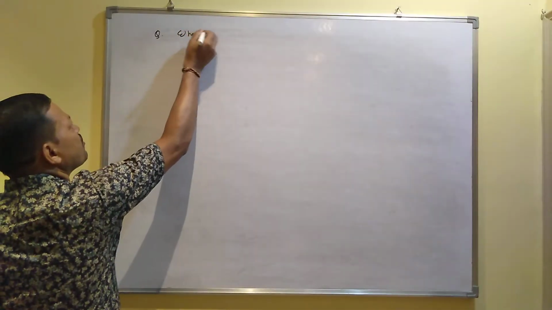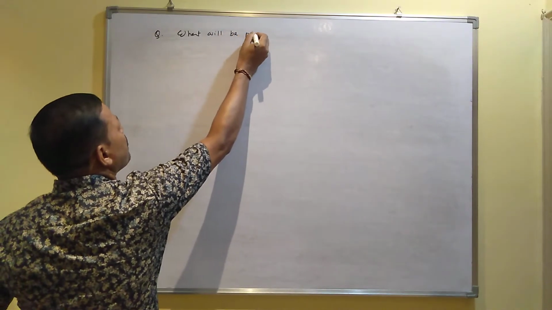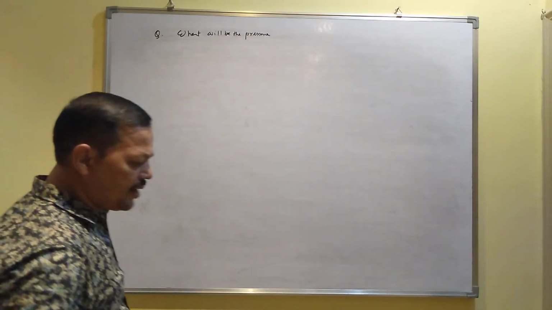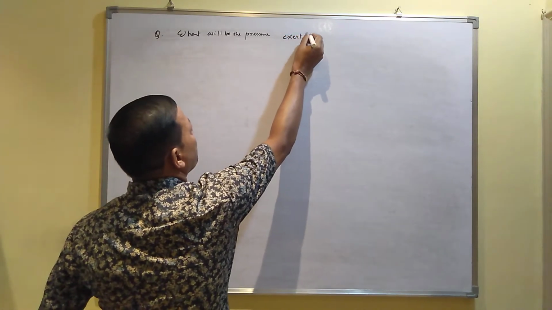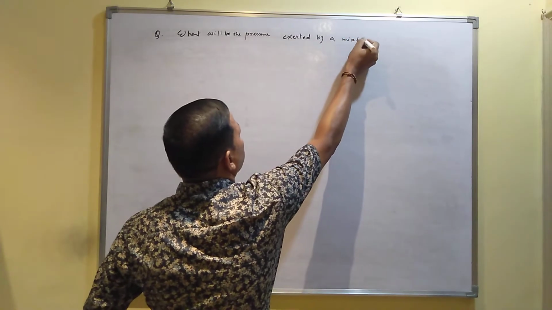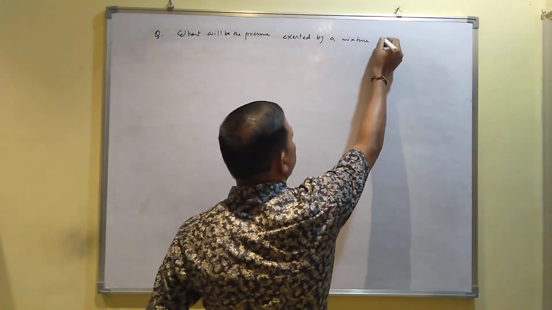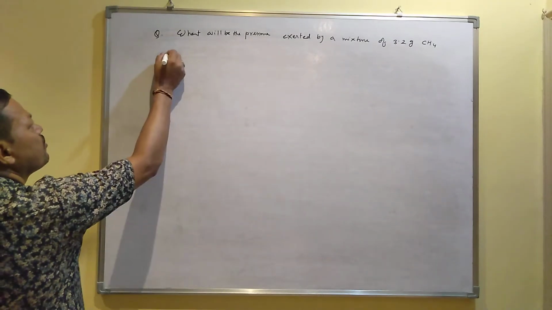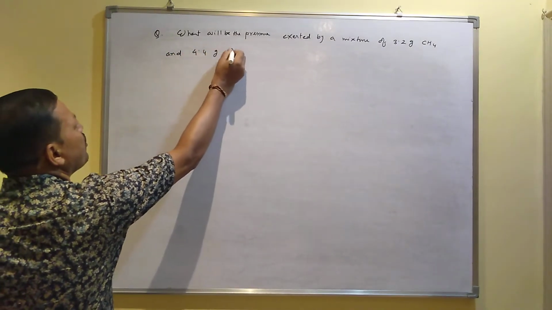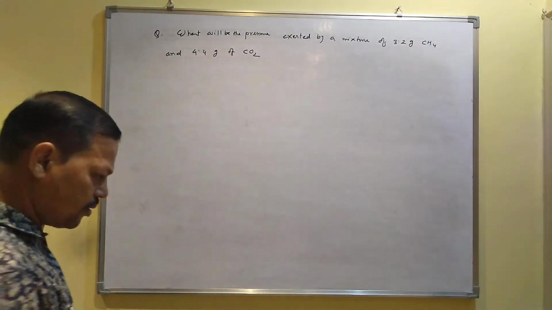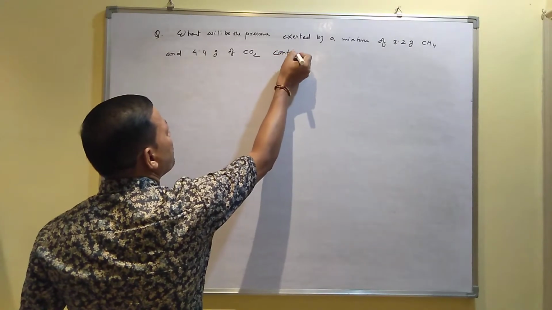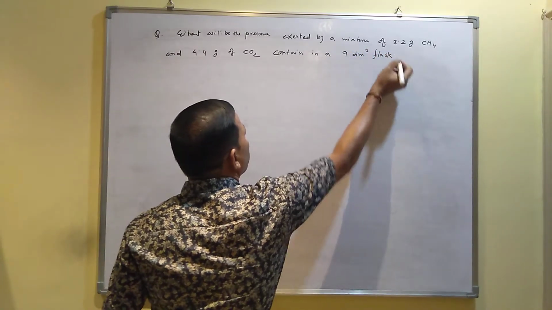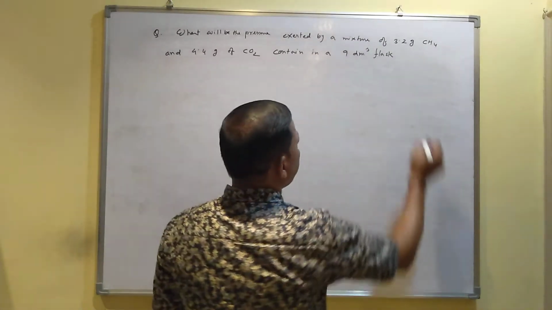What will be the pressure exerted by a mixture of 3.2 gram methane and 4.4 gram of carbon dioxide contained in a 9 decimeter cube flask at 27 degrees Celsius?